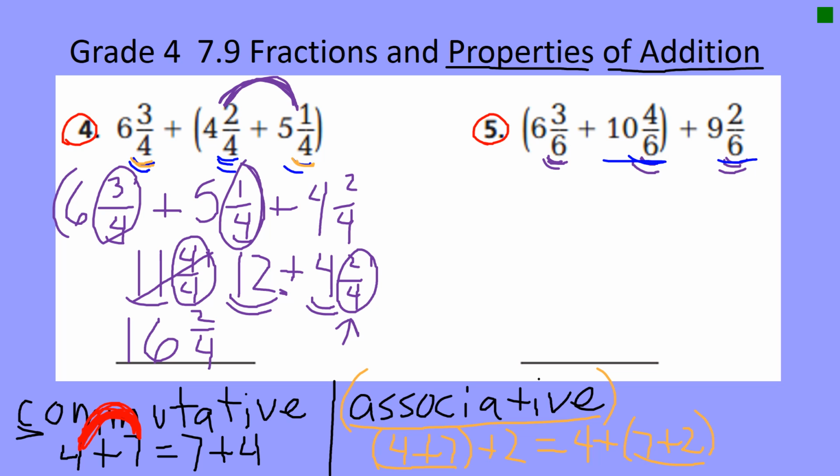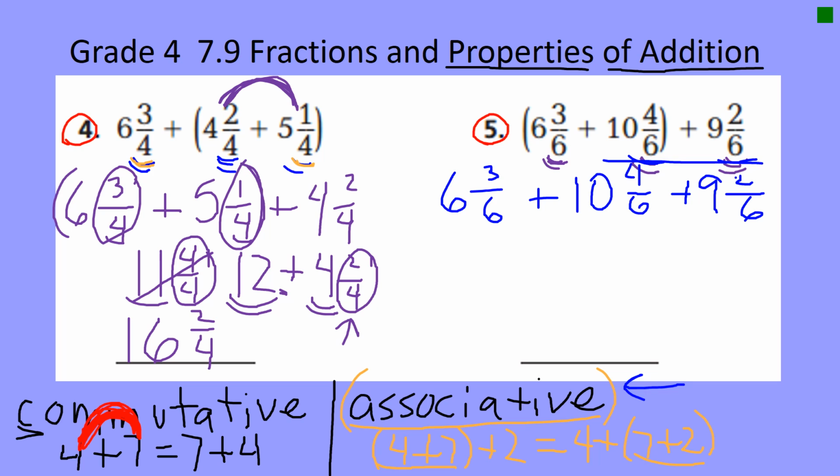Now look, guys, those are already next to one another. So we're just going to have to use the associative property this time. 6 3/6 plus 10 4/6 plus 9 2/6. I am just going to move these parentheses. Instead of having them there, I'm going to have them right here. Now, why do we love these? What's 4/6 plus 2/6? I know you already did that in your head. 6/6, zippity-doo-dah.